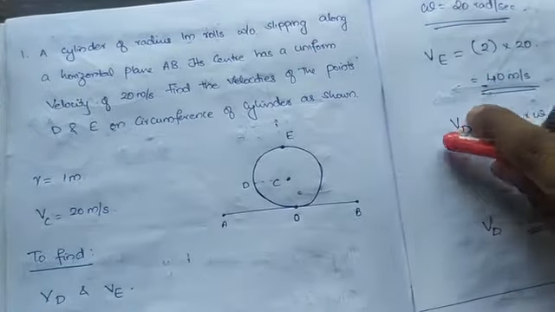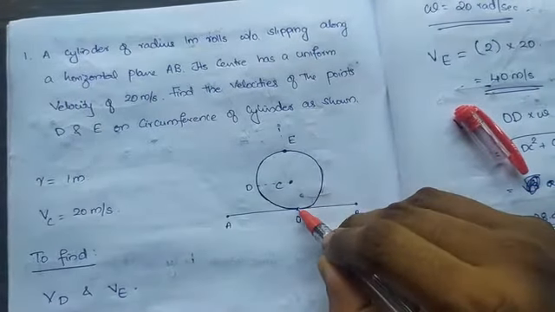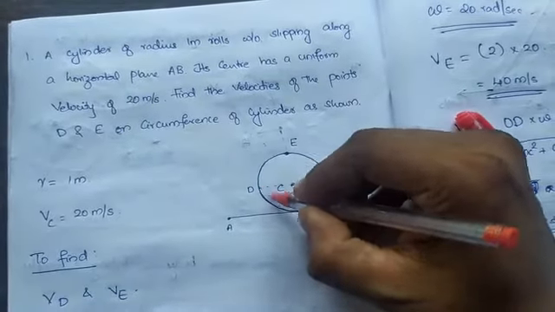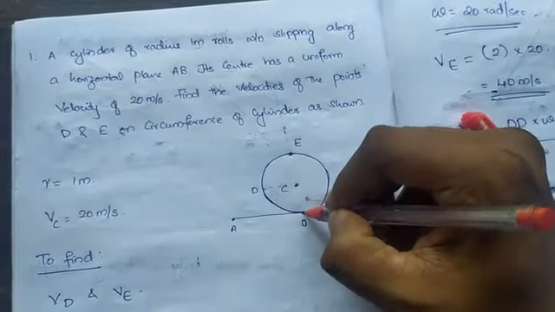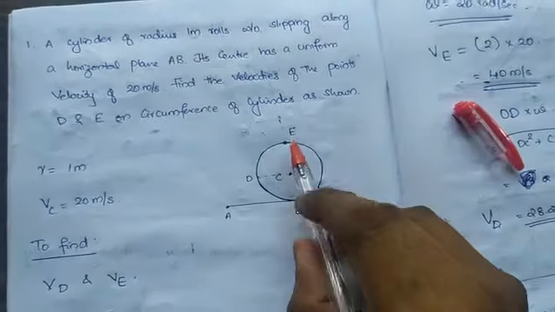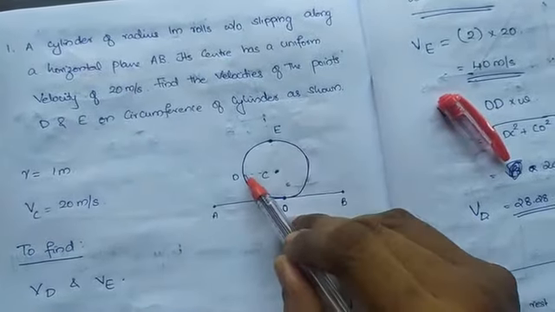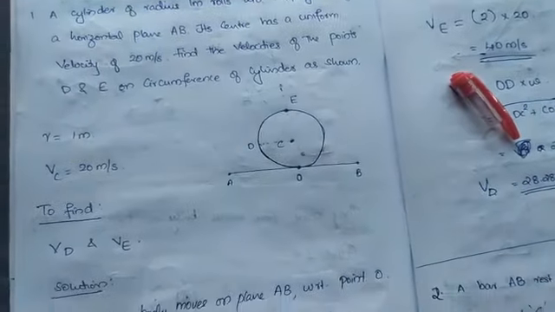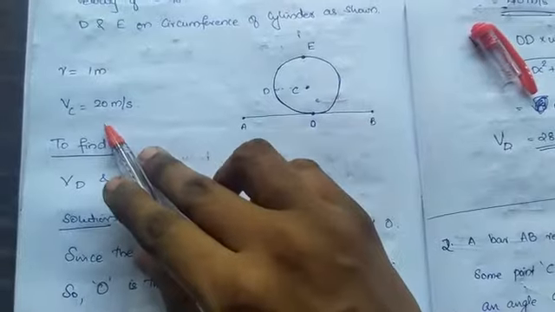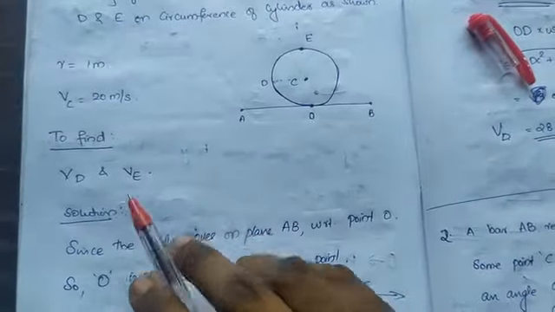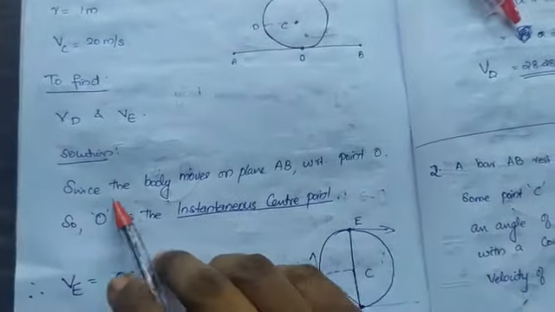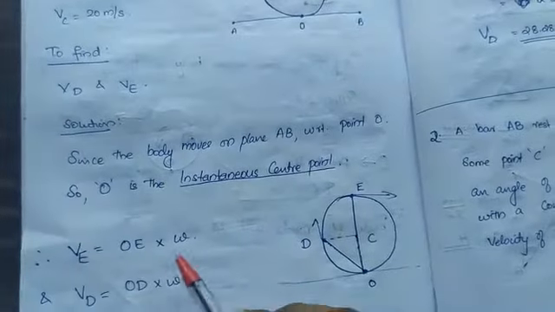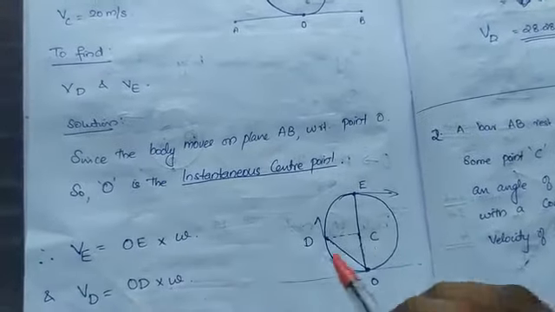Which is the instantaneous center here? O, because the body is rotating with respect to point O. So you join DO and OE. Velocity at E will be OE into omega, and velocity of D will be OD into omega. That's all, you are done. The radius is given, VC is given as 20 meter per second, and VD and VE you need to find. Since the body moves on plane AB with respect to point O, O is the instantaneous center. VE is equal to OE into omega and VD is equal to OD into omega.